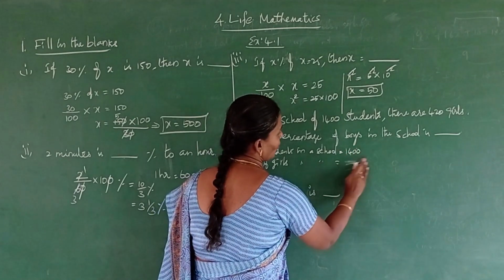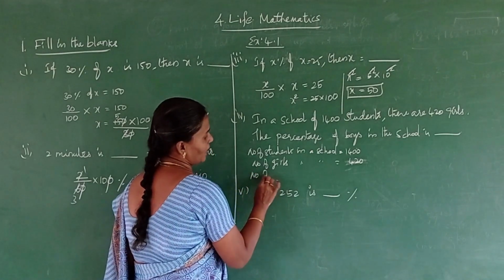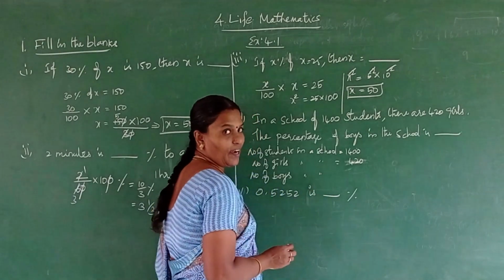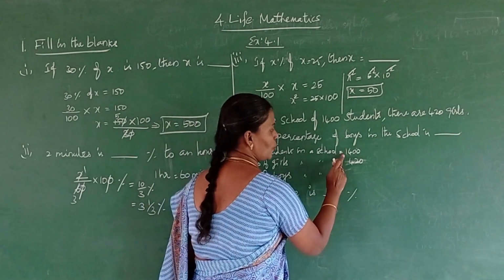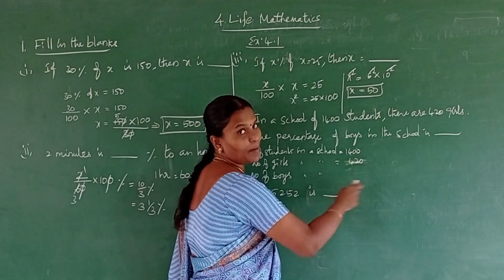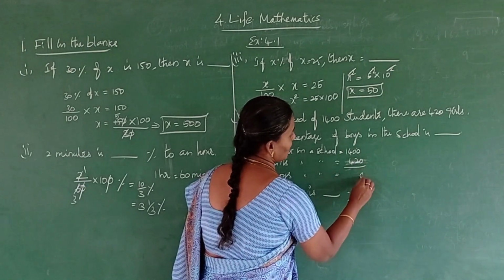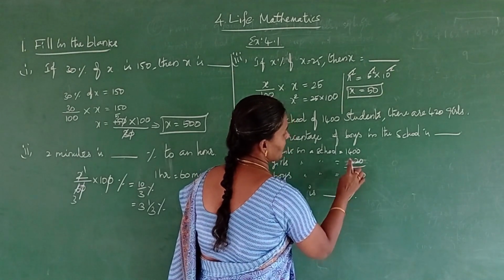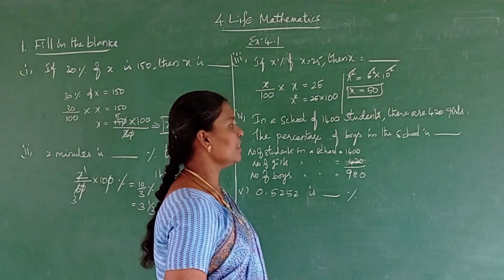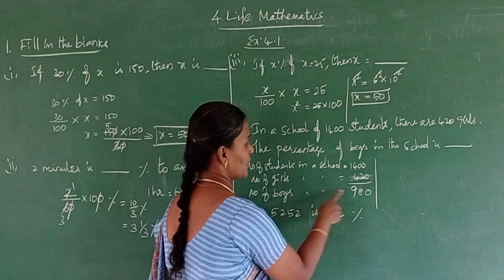Okay. So how much number of boys in a school? How do you find out? Total number of students minus number of girls. You have to subtract. Okay. So if you subtract means what comes here? So this is 0, here 8, here 9. Okay, understand children? So 980 students. Okay. So now number of boys is 980.